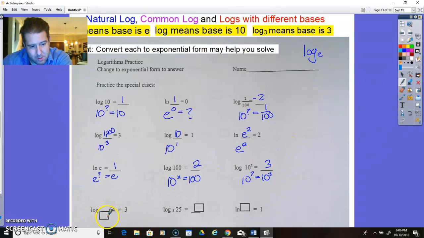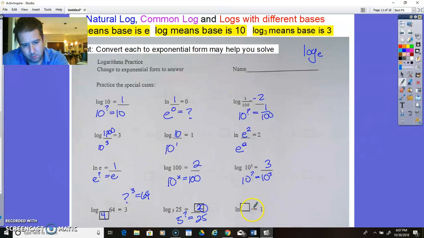This one says 10 to the what base. So I'm going to put a big question mark. So what base to the 3rd power is 64? So you notice that on all these questions, you're either missing the base, or you're missing the exponent, or you're missing the answer that it equals. So just solve for whatever it is. So this is going to be 4, because 4 times 4 is 16, times 4 again a 3rd time is 64. This is 5 to the what power is 25, and that would be 2.